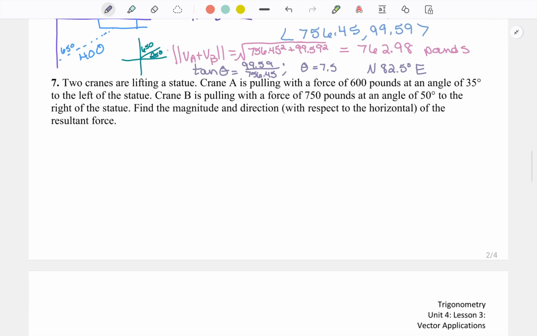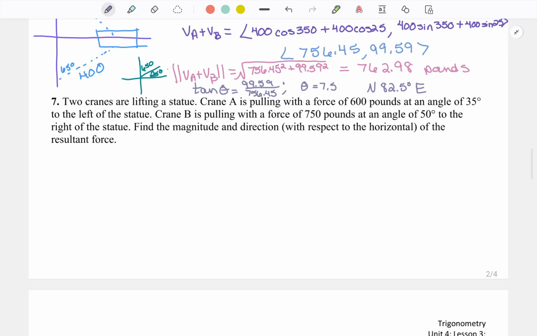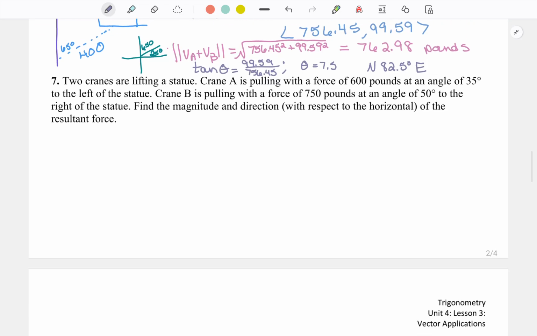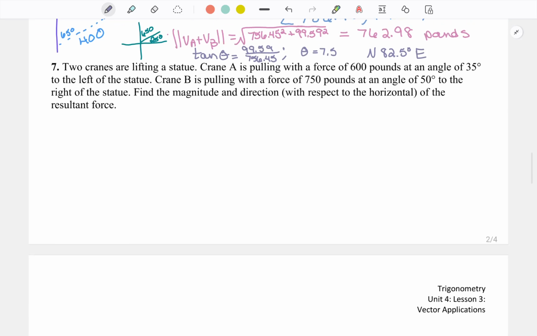All right, so then for number 7, we have that 2 cranes are lifting a statue. Crane A is pulling with a force of 600 pounds at an angle of 35 degrees to the left of the statue. Crane B is pulling with a force of 750 pounds at an angle of 50 degrees to the right of the statue. So we need to find the magnitude and direction with respect to the horizontal of the resultant force.